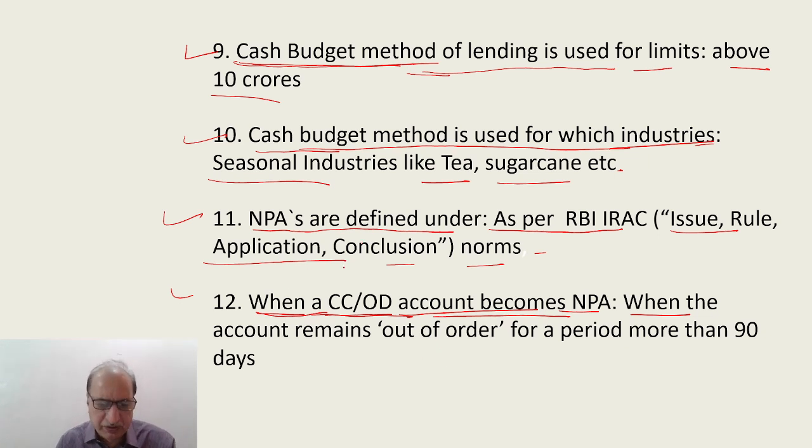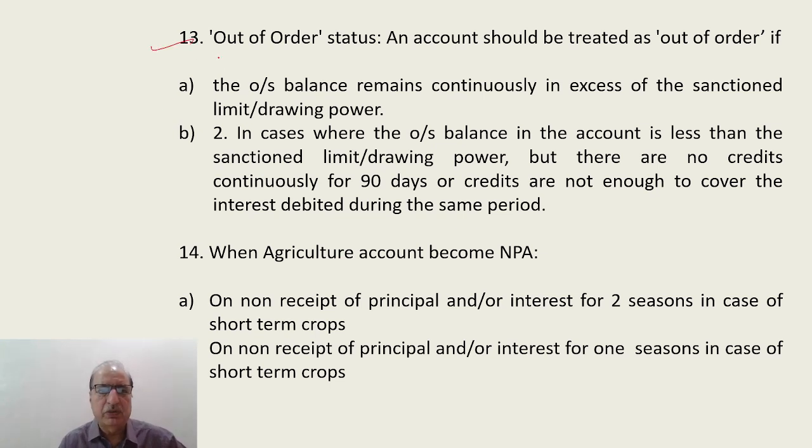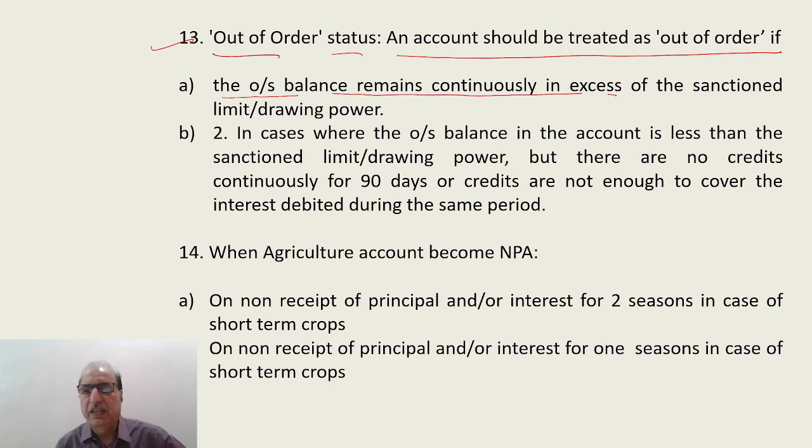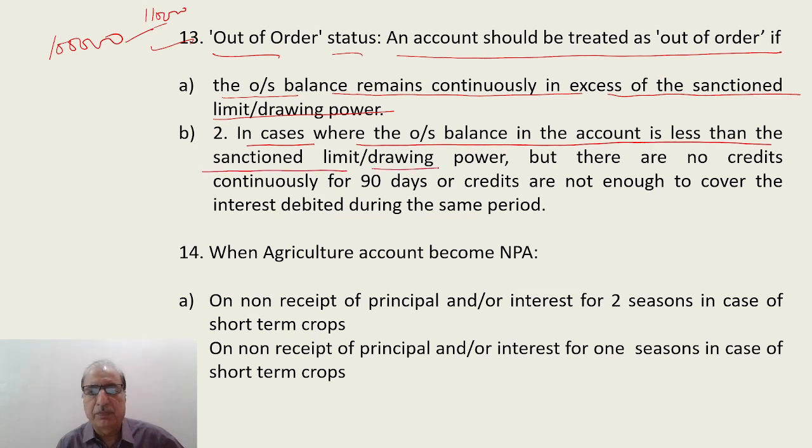Now, what is out of order? That we'll discuss now. Question number 13: what is out of order? Out of order status means an account should be treated as out of order if the outstanding balance remains continuously in excess of the sanctioned limit or drawing power. Supposing the sanction limit is 1 lakh and drawing power is 1 lakh, and the balance remains above it, maybe 1 lakh 10,000, for more than 90 days. And secondly, in cases where the outstanding balance is less than the sanction limit or drawing power, but there are no credits continuously for 90 days, or credits are not enough to cover the interest debited during the same period.